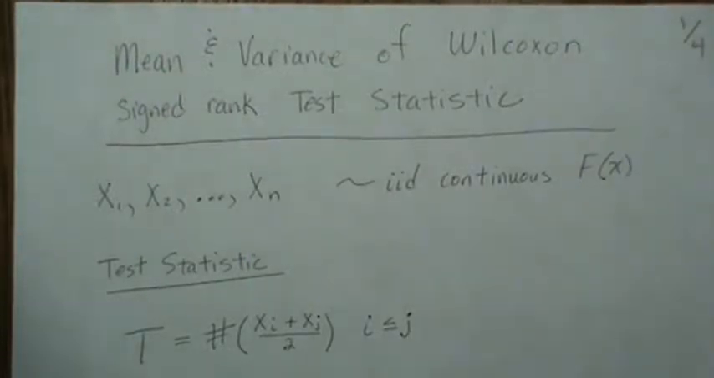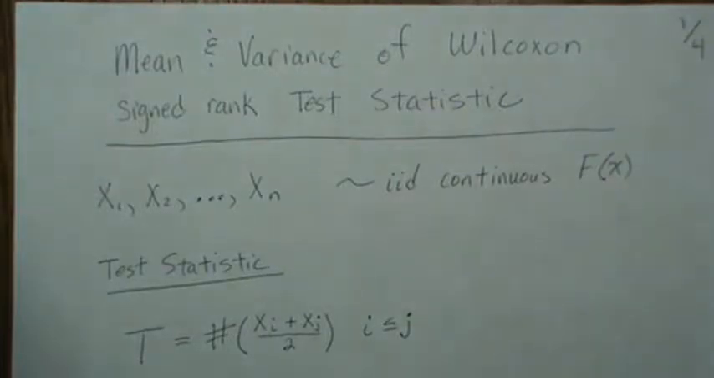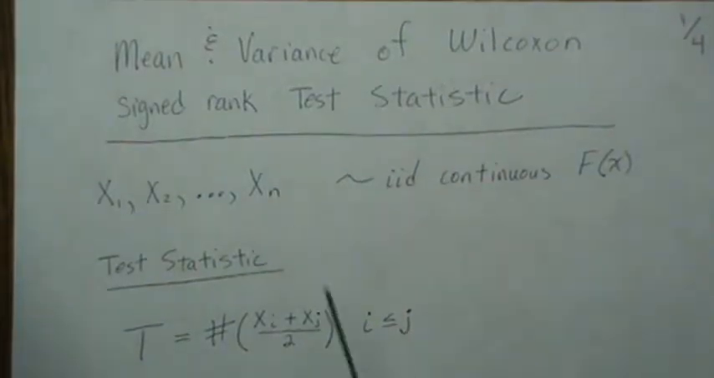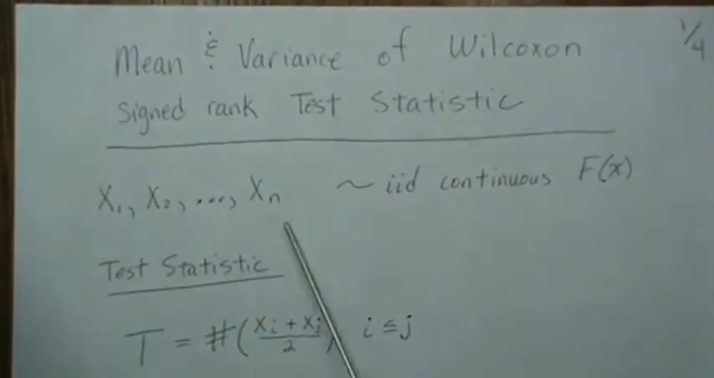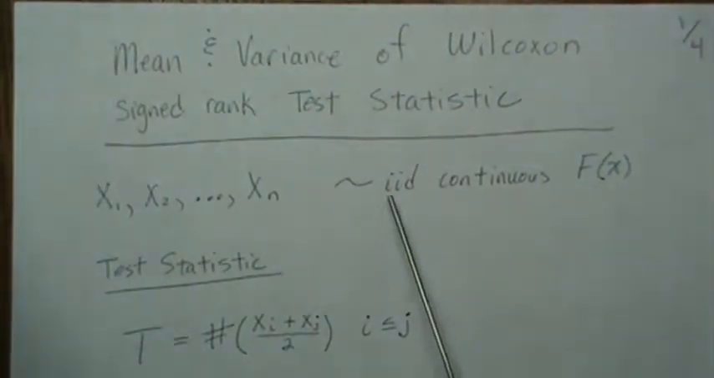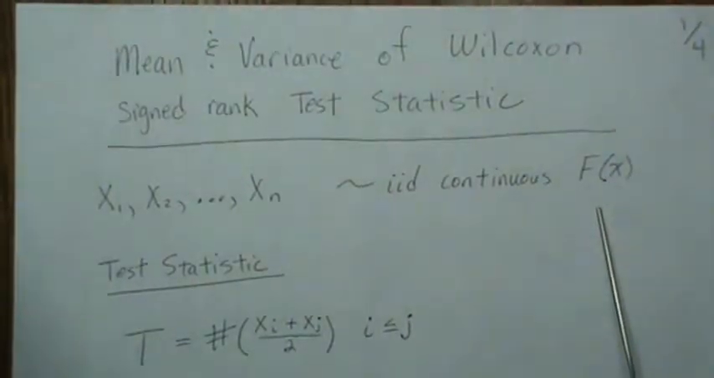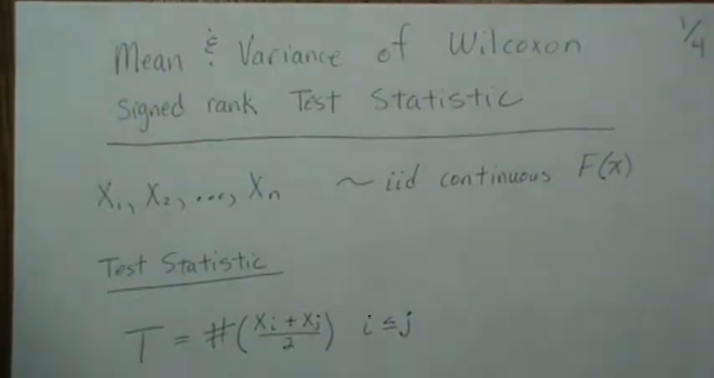Here we're going to look at the mean and the variance of a Wilcoxon signed rank test statistic. And a little background, we're in the one sample location model arena, and we have our data. They're independent, identically distributed, continuous, with this distribution function, and it really should say absolutely continuous.